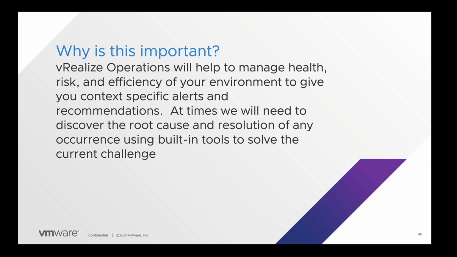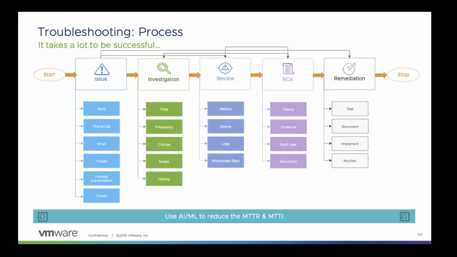So why is troubleshooting important? Well, vRealize Operations helps manage health, risk, and efficiency of the environment, and it's going to give you context-specific alerts and recommendations. There is a section on alerting and out-of-the-box alerts and reports within the School of Ops as well. But at times we will need to discover root cause and resolution of any occurrence using our built-in tools to help solve the current challenge. That might be using an alert or using some of the other tools that we'll cover in this section.